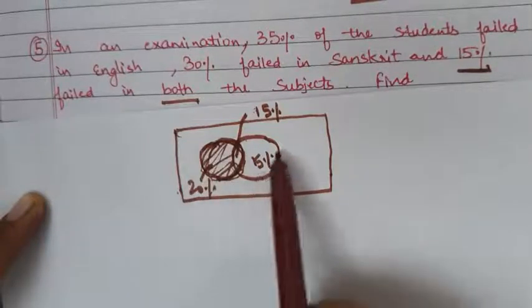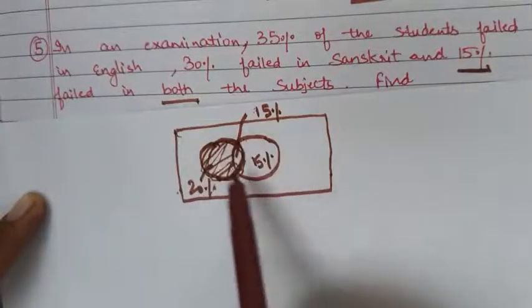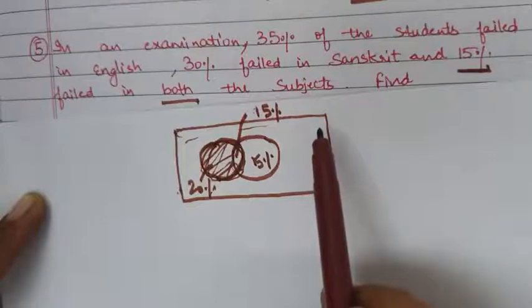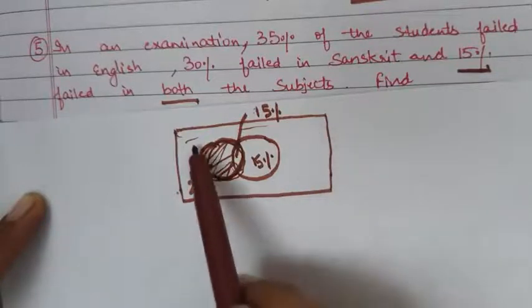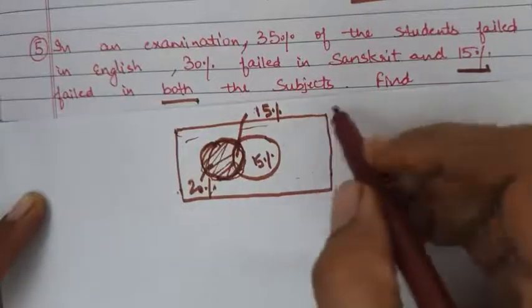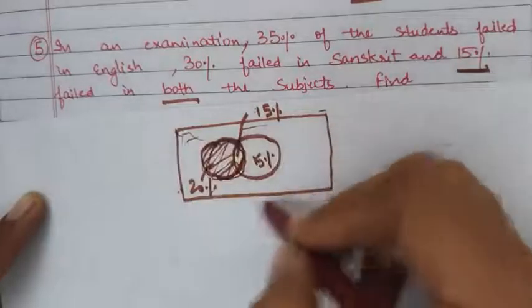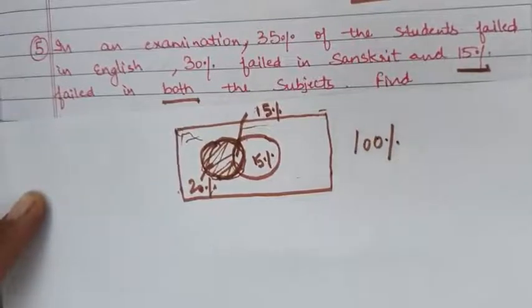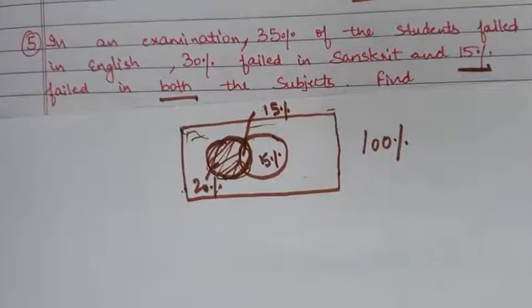Now you have to find the number of students who passed in both the subjects. Now these are the failing parts. So this will be the passing part. So now you have to find out this passing part. So how will we find? This we take as a whole 100%.